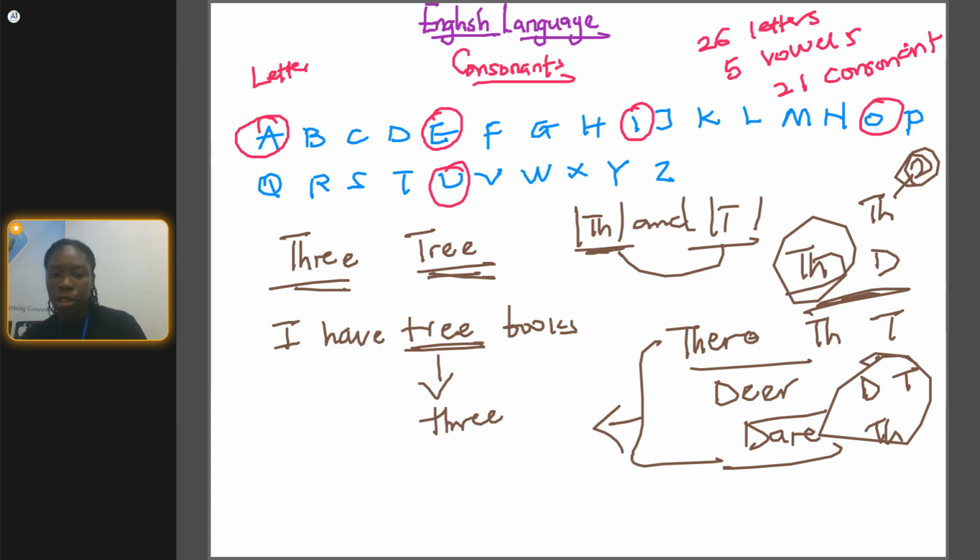And like I mentioned, the English sounds: we have the vowel sounds, which are 20, and the consonant sounds are 24 in number. 24 in number. We have 21 consonant letters, right? 21 consonant letters. Do not get that mixed up.